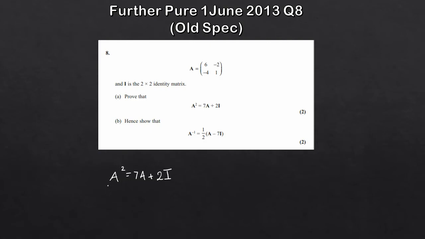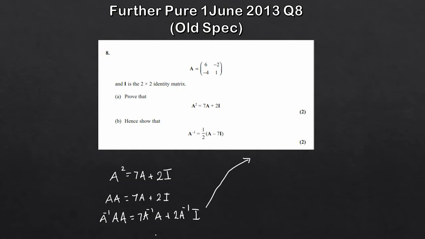Well, what this is, A squared is equal to 7A plus 2I, sorry. Well, what we want is at some point to take this in terms of A inverse. So what I'm going to do is multiply both sides by A inverse. So A inverse A squared is equal now to 7 A inverse A plus 2 A inverse I. Okay, so I'm going to go up here now. I've really not got much room for this.